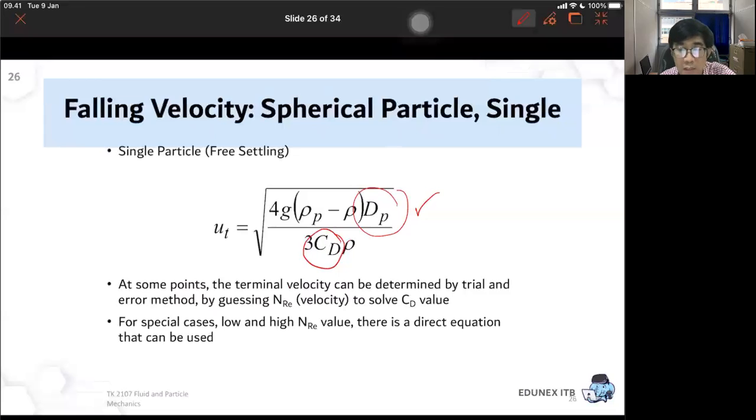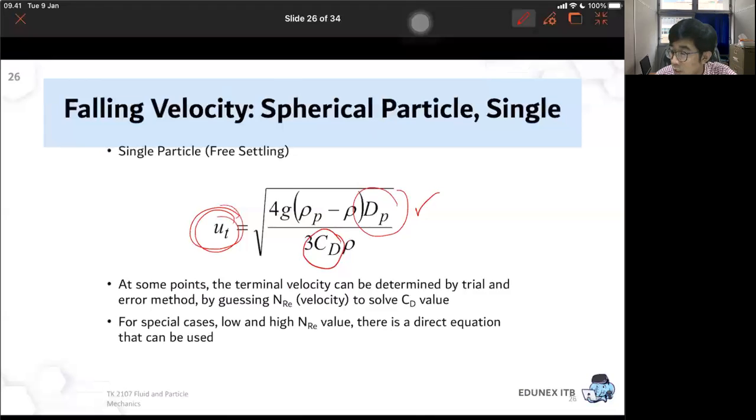How to solve this one? Still the same. You need to do the trial and error, the iteration. First, you guess the terminal velocity, calculate the Reynolds number, then get the drag coefficient value, and then from the drag coefficient value, you put into this equation, you get the new value of terminal velocity. This is the normal calculation. You do the iteration or trial and error.